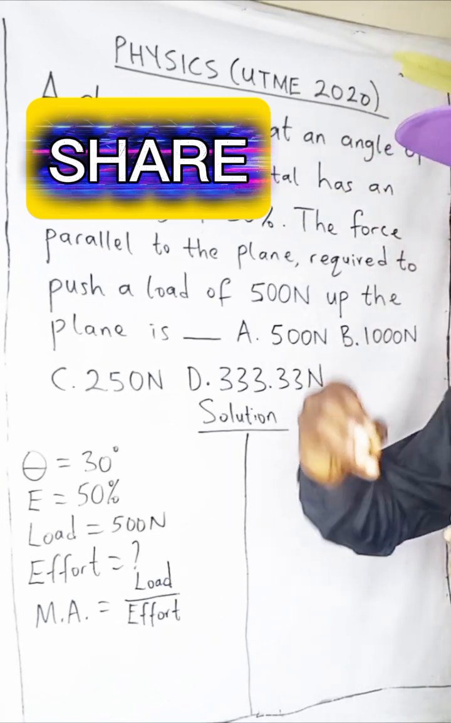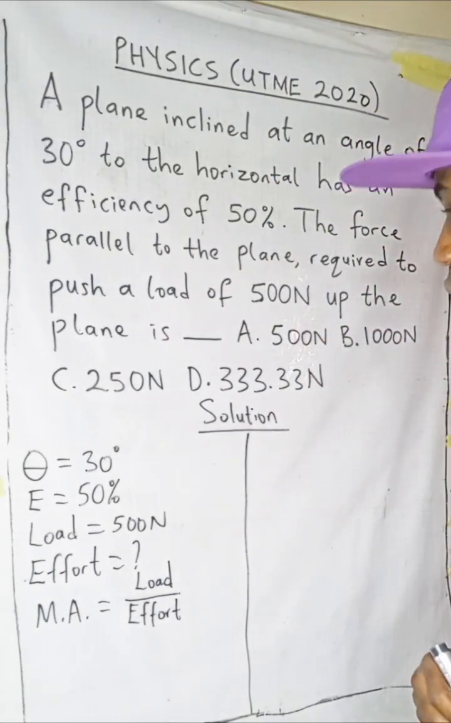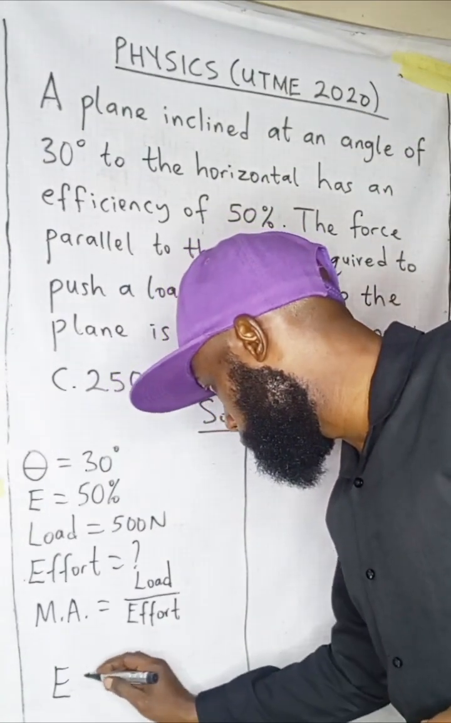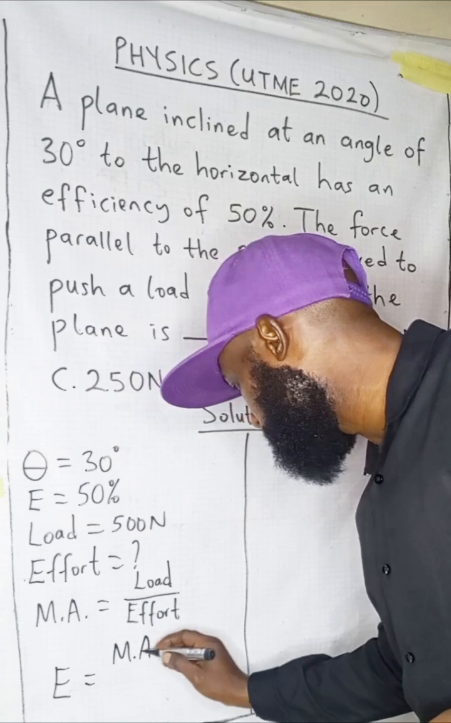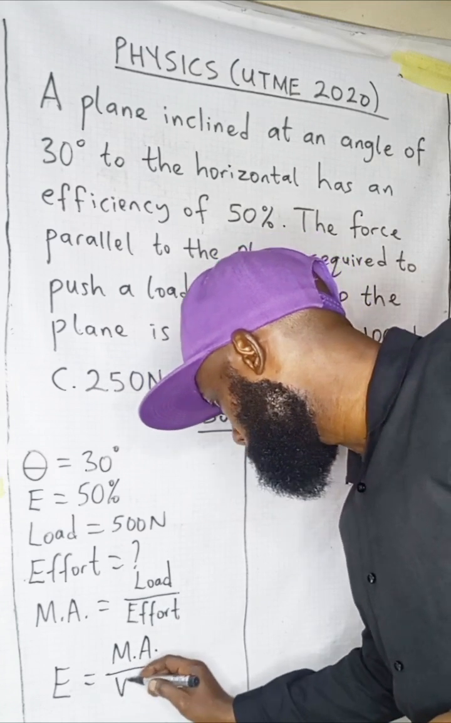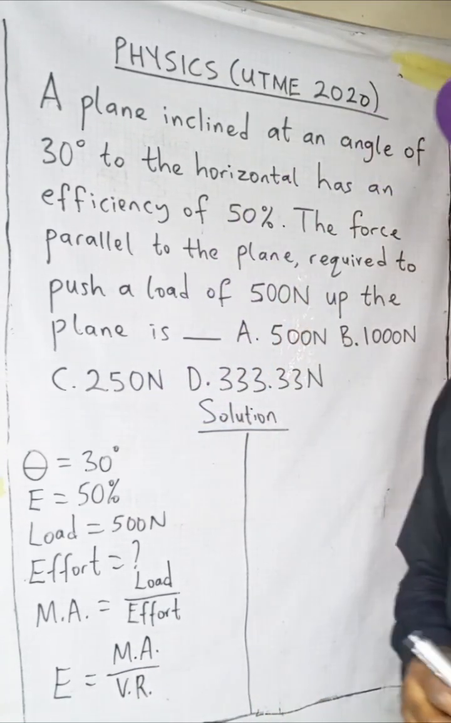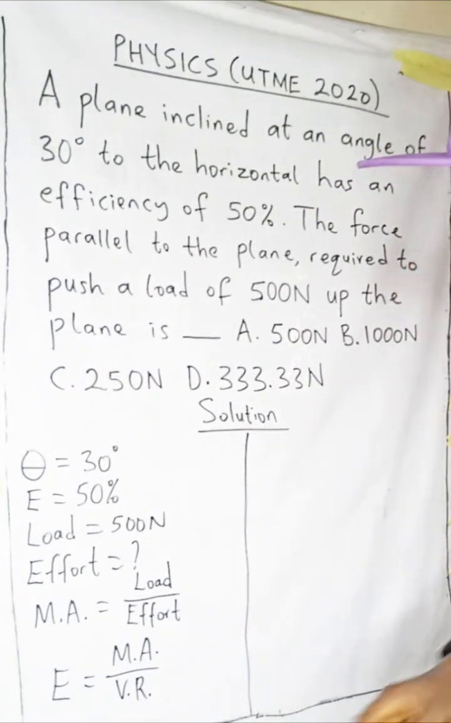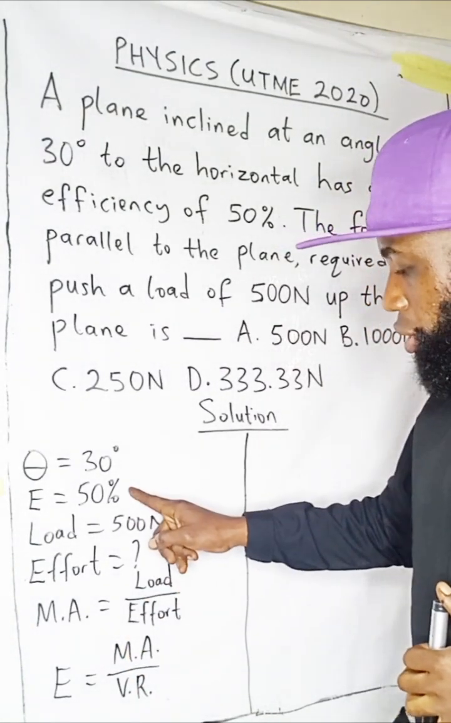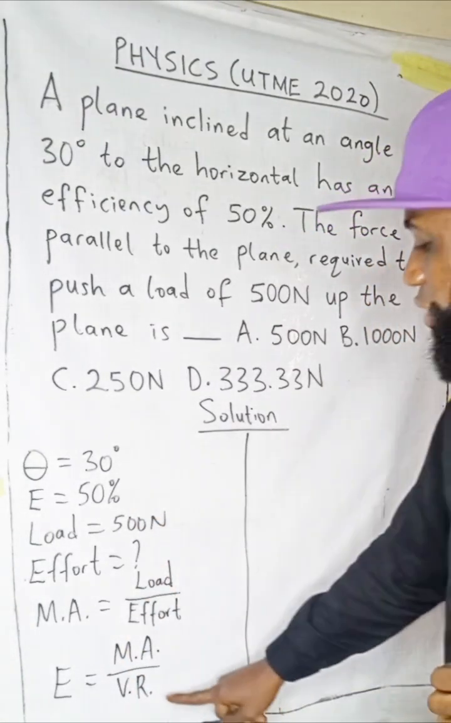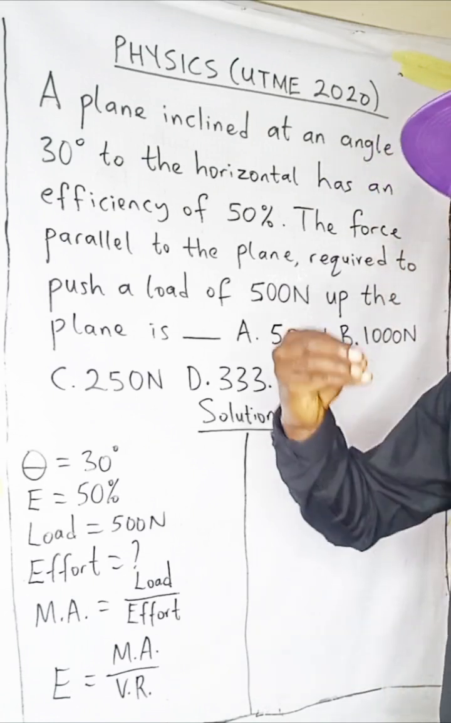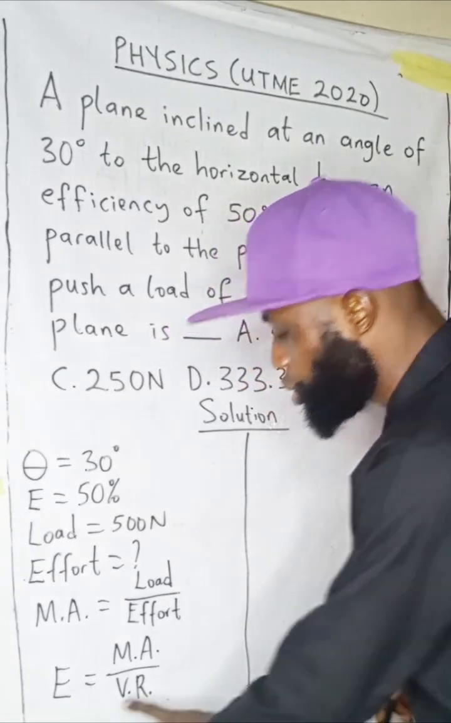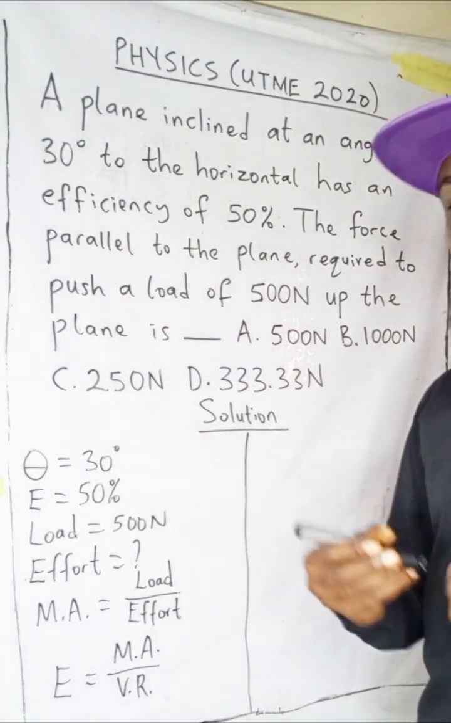So how do we find the value for mechanical advantage? We apply another formula which says that efficiency is equal to mechanical advantage over velocity ratio. Now, do we know the efficiency? We know it to be 50%, right? Do we know the velocity ratio? We don't know it. Remember, we have to find mechanical advantage, which means we must know the value of efficiency and velocity ratio.